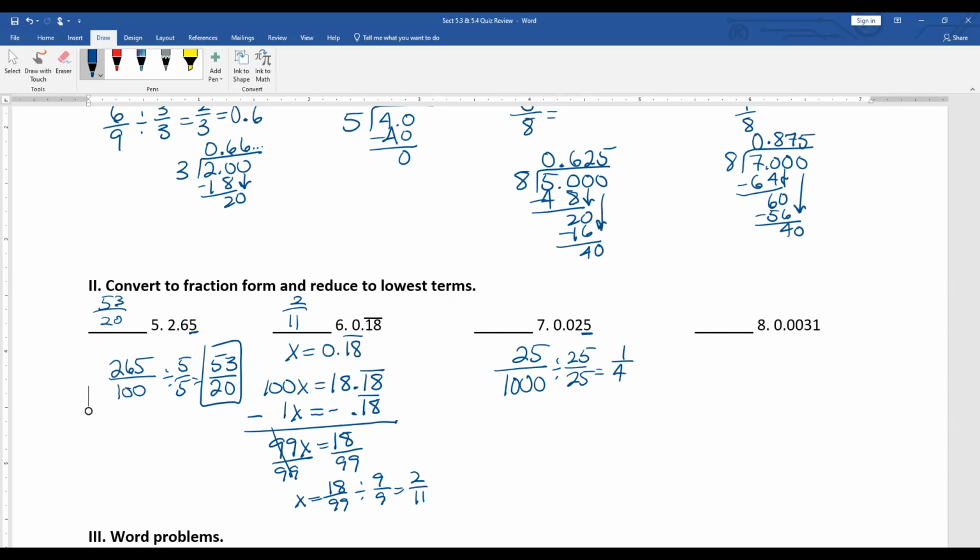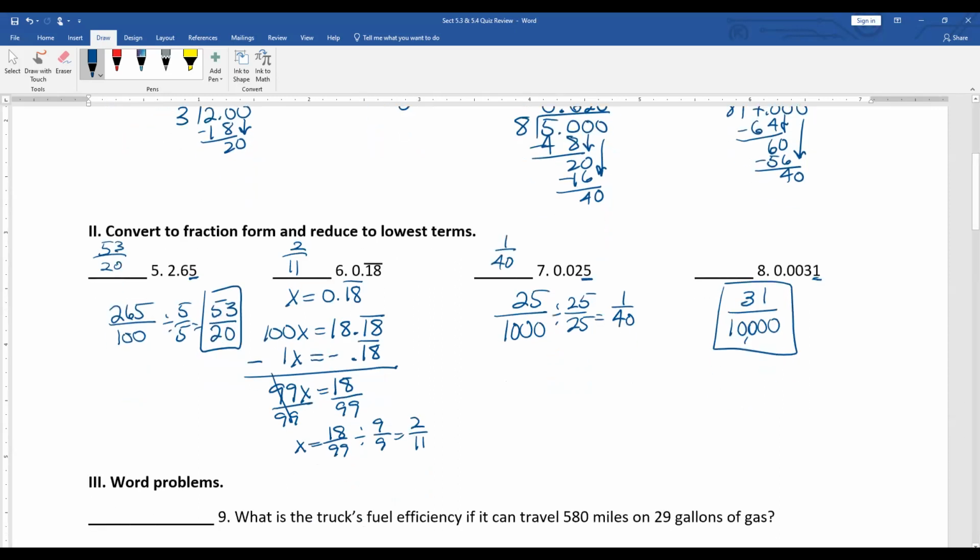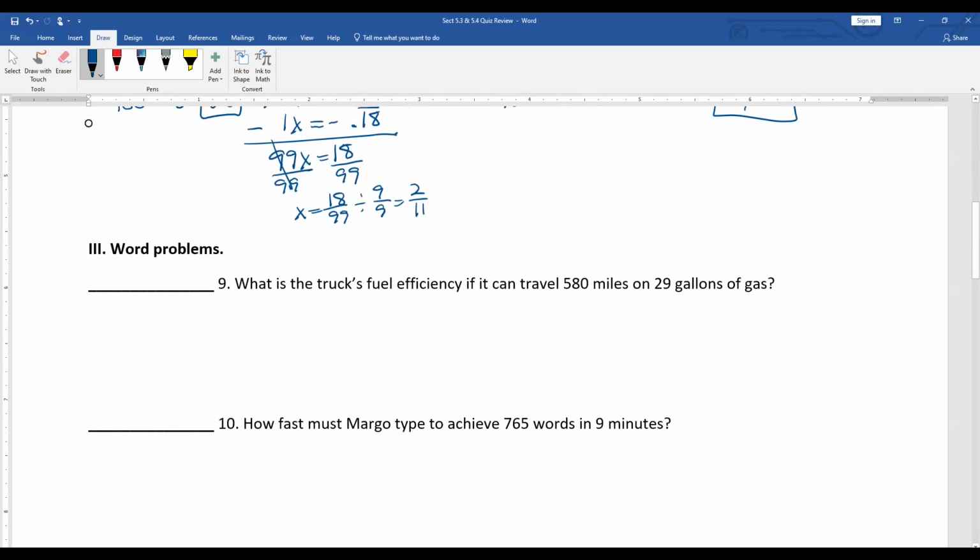We end up with 1/40. That's our final answer for that one. And then this last one, again, that 1 is in the 10,000ths place. So our numerator is 31, our denominator is 10,000. And 31 is prime and it does not go into 10,000, so we just leave it like it is. Okay, moving on to the word problems from section 5.4, I believe.